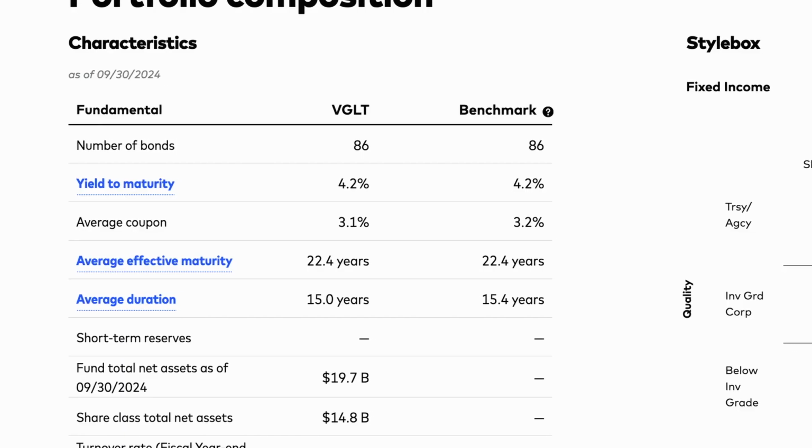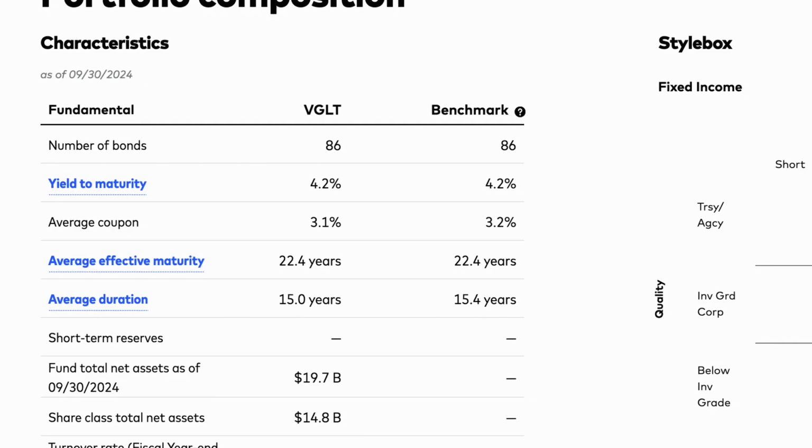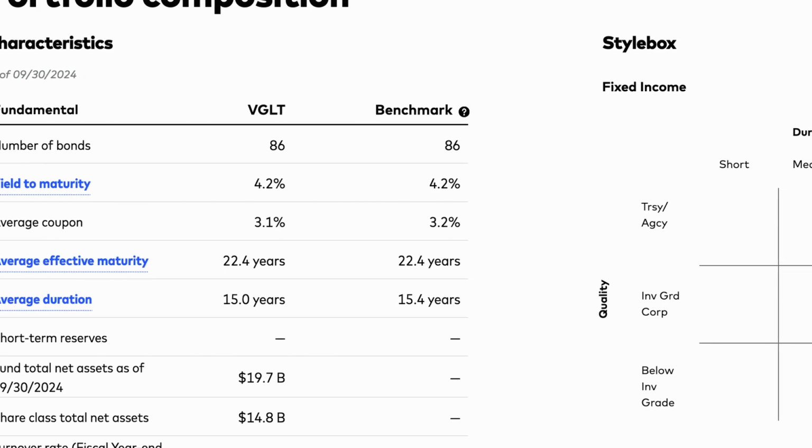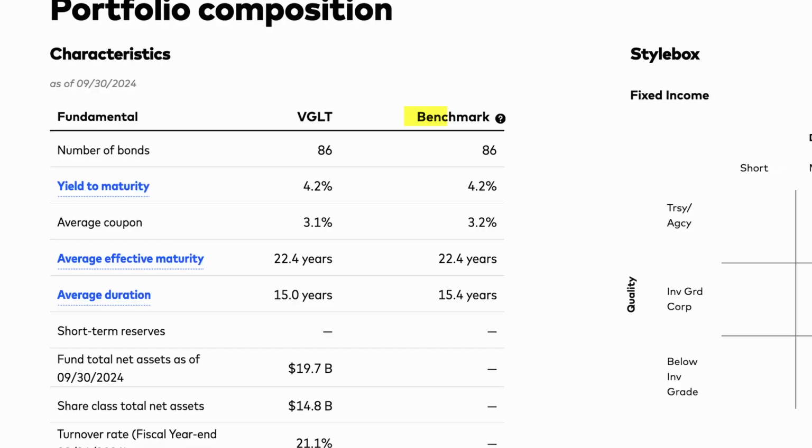So if we look at some of the characteristics of this portfolio, we'll see that it doesn't hold a ton of bonds, but right now the number of bonds is 86. And this is a passively managed fund. It's benchmarked against an index. But we can see that the average coupon is 3.1% and the average duration is about 15 years.